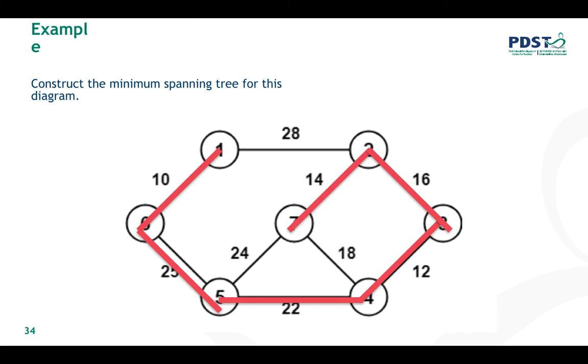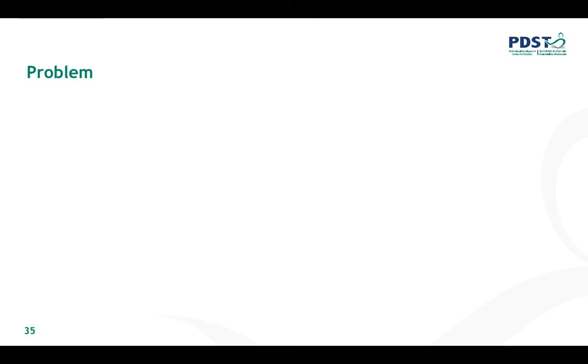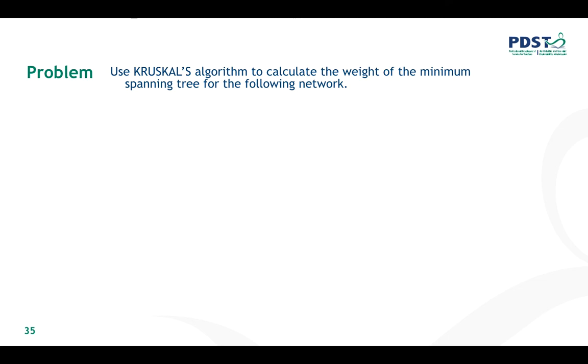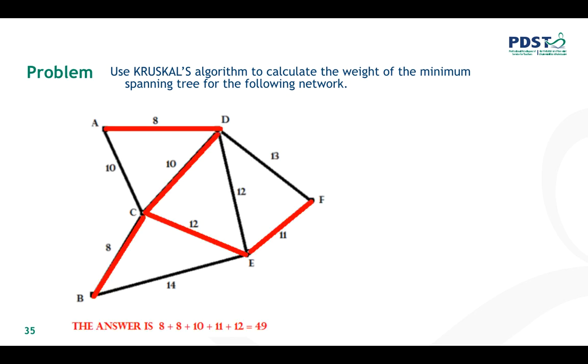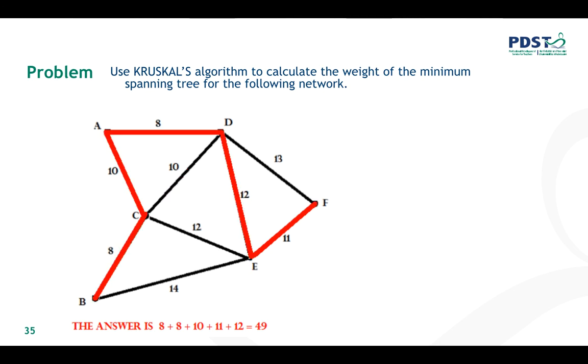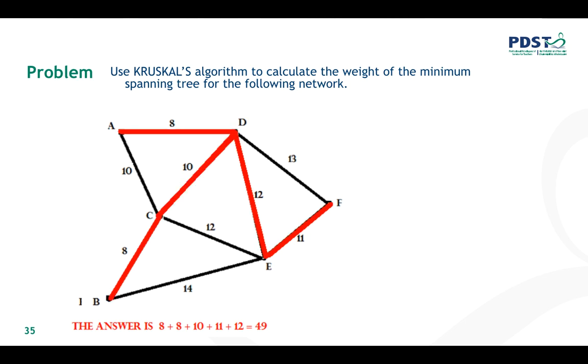All right, so your turn. Use Kruskal's to calculate the weight of the minimum spanning tree. Pause this here, work it out, and here is a solution. Right, the answer is 49. Here's another solution. The answer is 49 for the minimum spanning tree. Here is another solution. There are many solutions to this one.